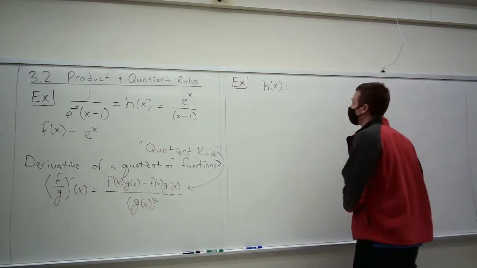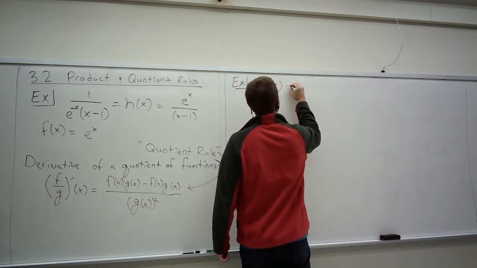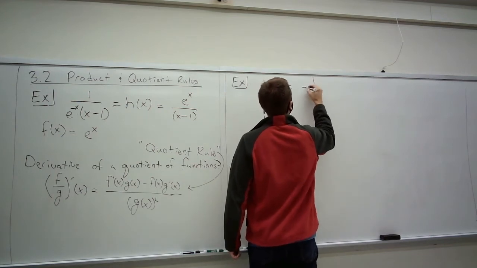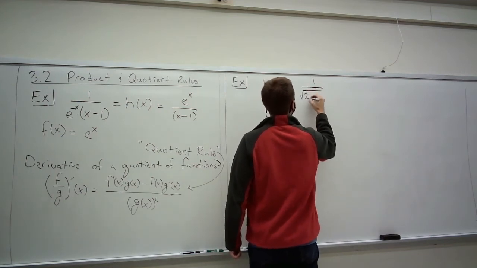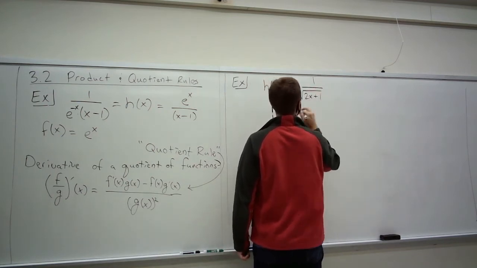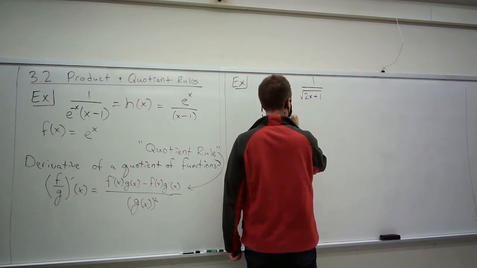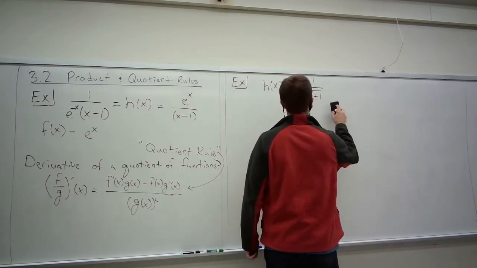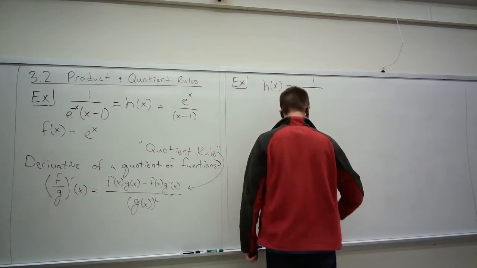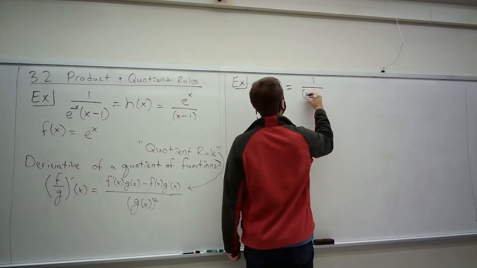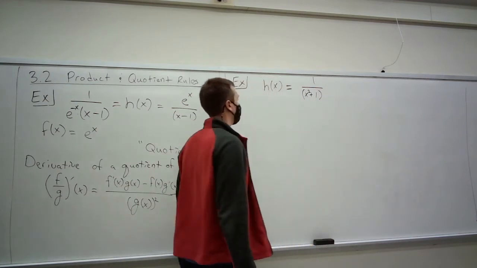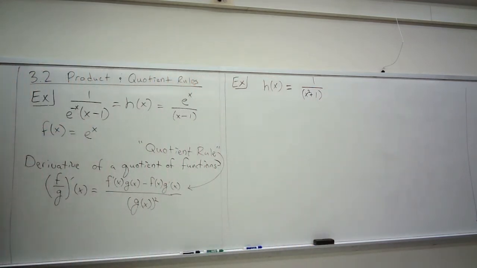Let's do another one. No, we're not doing that one. We haven't learned the chain rule yet. We're doing a different one. Yeah, we'll do this one. I have to remember what you've learned and what you haven't learned yet. Man. Here we go. Yeah, this one's good.